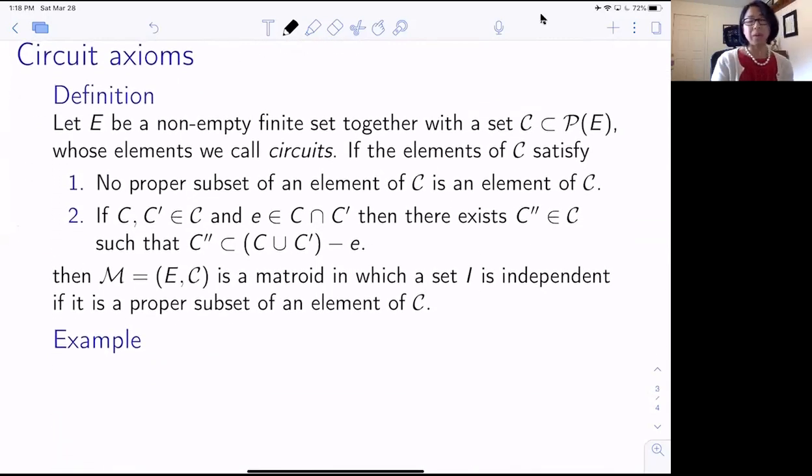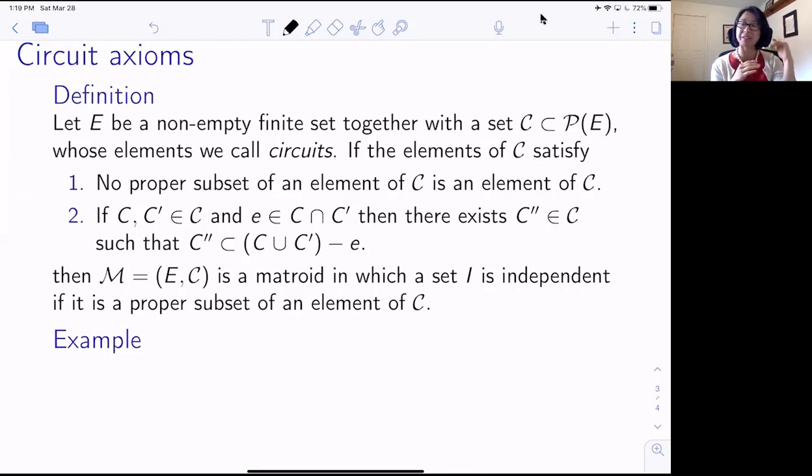So we can actually specify a matroid by giving a non-empty finite set E, and then the set of all its circuits, all of its minimally dependent sets. And the axioms that the circuits would have to satisfy are what we see here. So no proper subset of an element of script C is an element of script C. So no circuit is a proper subset of another circuit. That's just because of minimality. And then there's this other axiom.